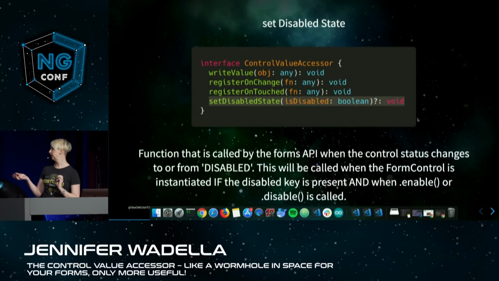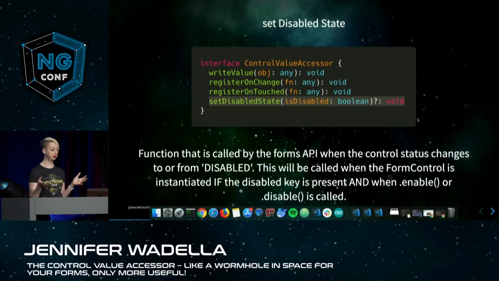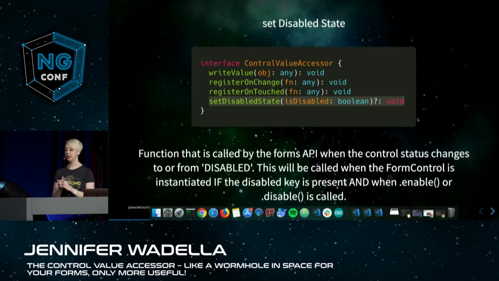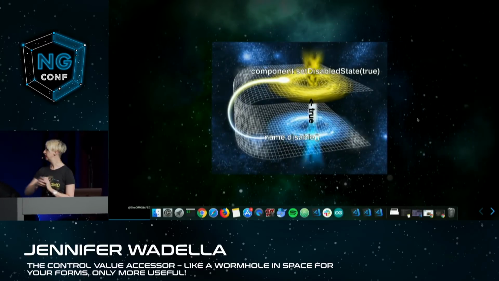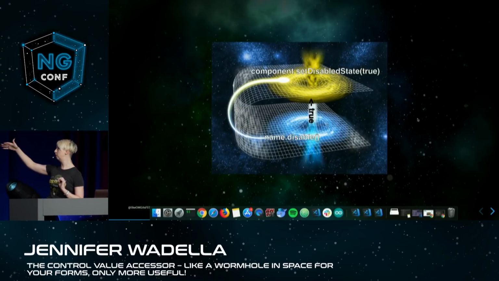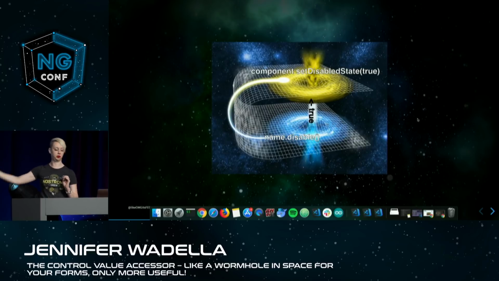And finally, we have set disabled state. You'll notice that this is an optional function, so you do not need to implement it. But this is going to be called to track the disabled state of a form. So this will be called either when a form control is instantiated with a disabled key that is true or false, or when you actually call .enable or .disable on the form element. So back to our diagram here, we've got our component. We're doing something with our set disabled state. Maybe we're making changes to our UI that we're displaying to let the user know that this component is disabled. So we need to be able to get that information when the form is actually disabled.